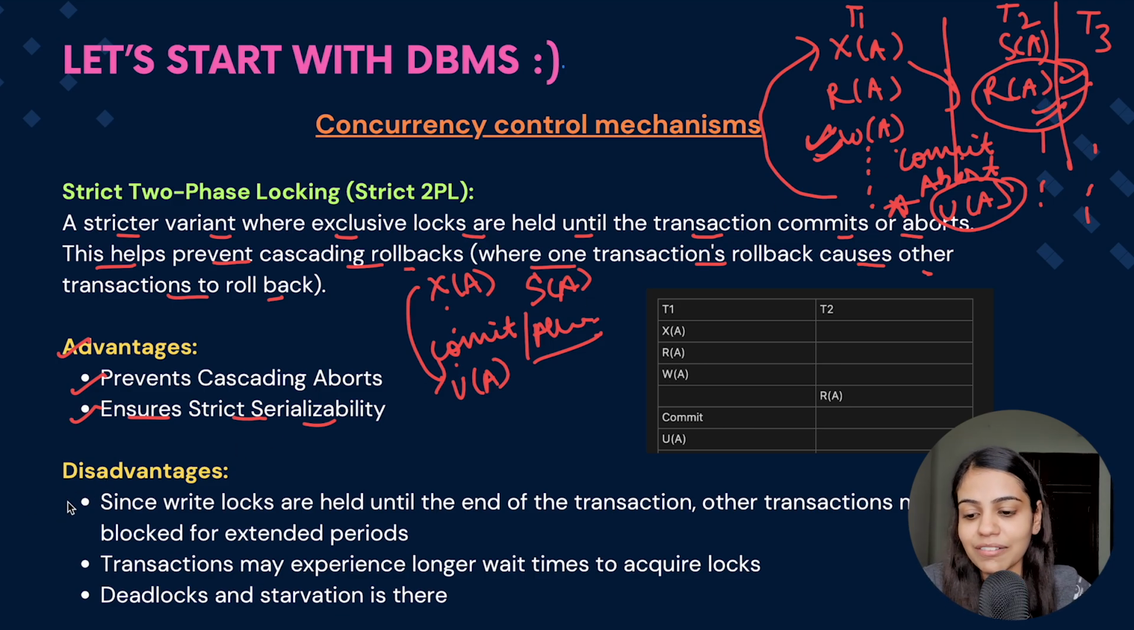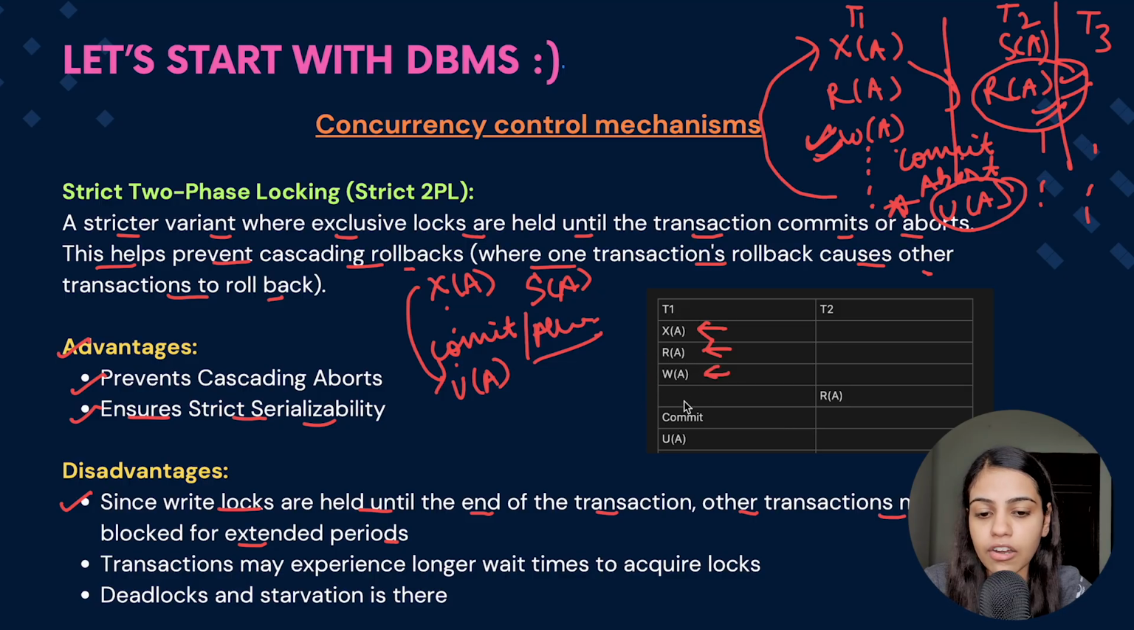Now coming to the disadvantages. Since write locks are held until the end of the transaction, other transactions may be blocked for extended periods. Since there is an exclusive lock in transaction T1, it will only unlock itself once it commits all the changes in the database. So there might be some time taken by transaction T1 to commit all the changes. Till then T2 would be waiting for a shared lock, which can be acquired only when T1 unlocks the lock. So once T1 unlocks, only then can T2 acquire a shared lock, so the wait time will be more.